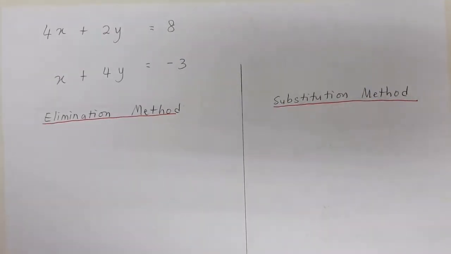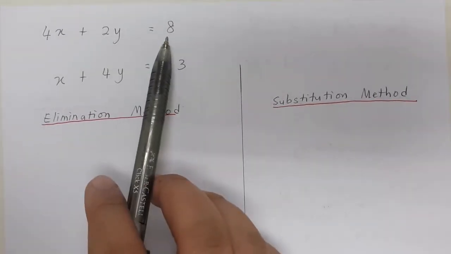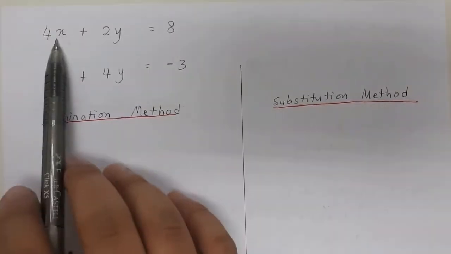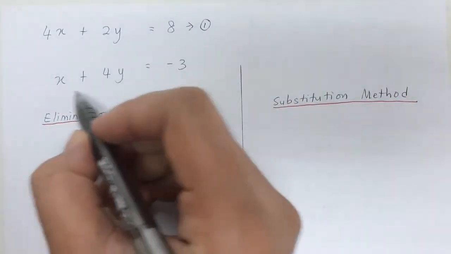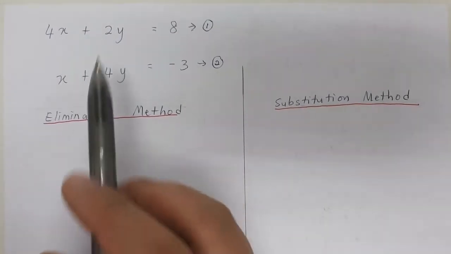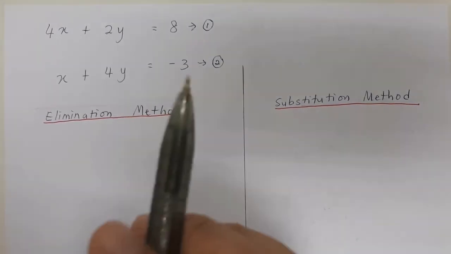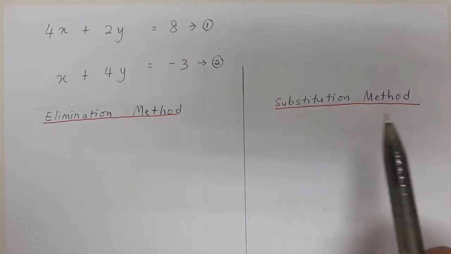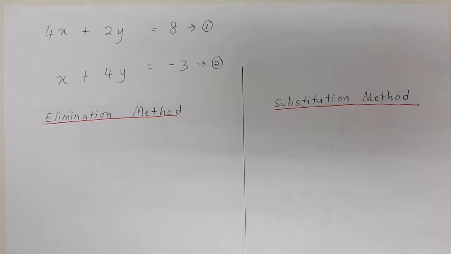Okay, let's discuss example 1. Here we have 4x plus 2y equal 8 and x plus 4y equal negative 3. Let's name the first equation as equation 1 and the second equation as equation 2. So, to solve this linear equation, we can apply simultaneous equation. Either we use elimination method or we use substitution method. We will discuss both methods in this example.